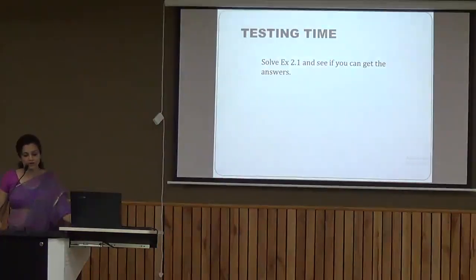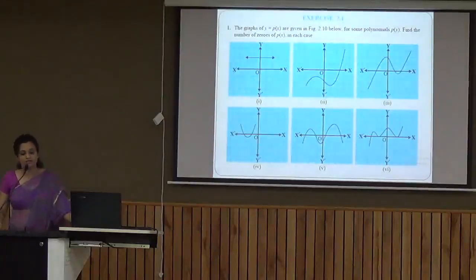Testing time. Solve exercise 2.1 and see if you can get the answers. Now this is exercise 2.1 of your NCERT, and let us solve that together. The first question says, graphs of y equal to p(x) are given below for some polynomials p(x). Find the number of zeros of p(x) in each case. You can take a second and see.